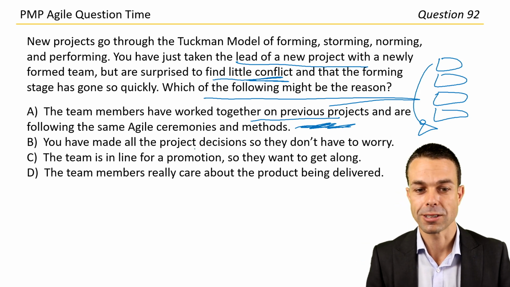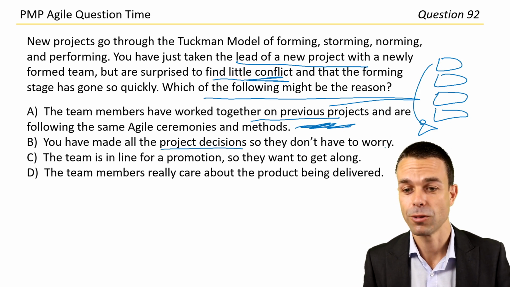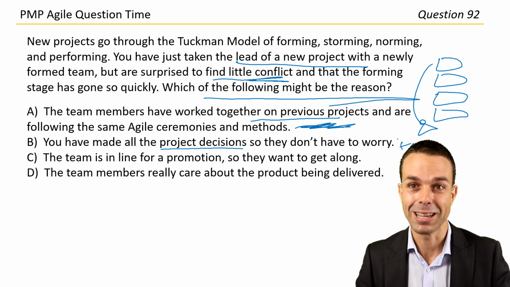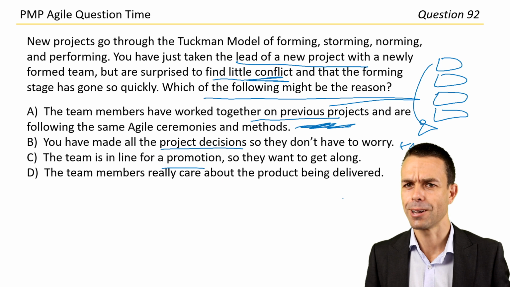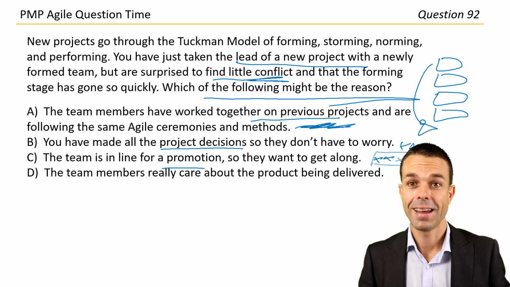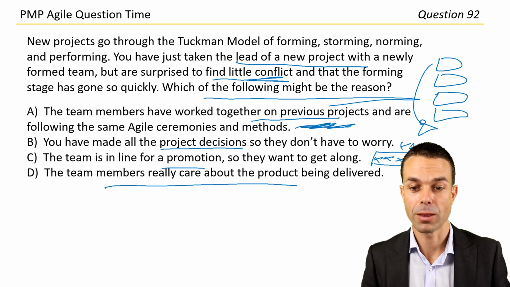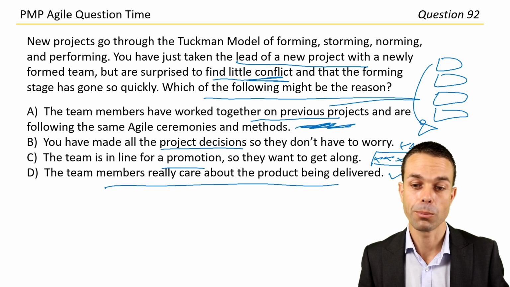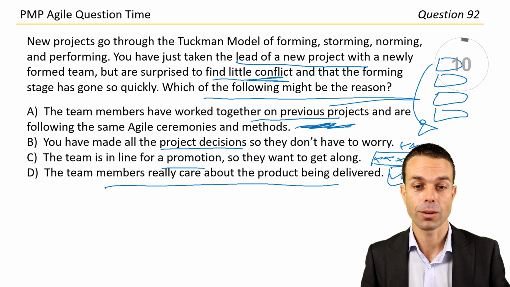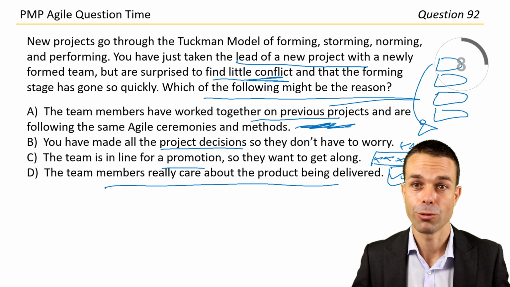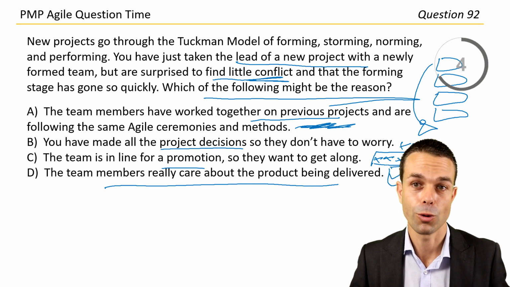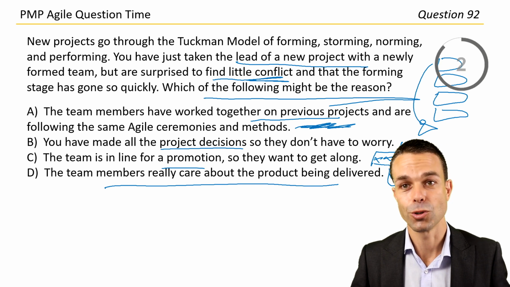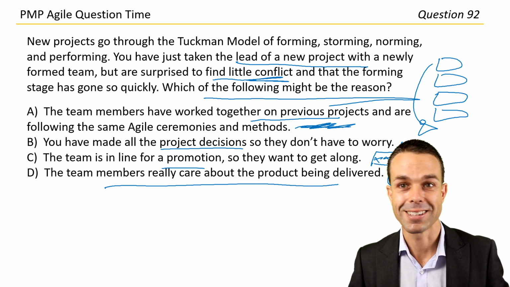You've made all the project decisions yourself, so they don't have to worry. No, that's not the Agile way of work, as we've seen. The team is in line for a promotion, so they really want to get along. Yeah, not that one today. And the team members really care about the product being delivered. While this is really important, the most important part is if we can get people who have worked together previously, that will help skip some of the stages of forming, storming, and going into norming and performing. Let's go with answer A.